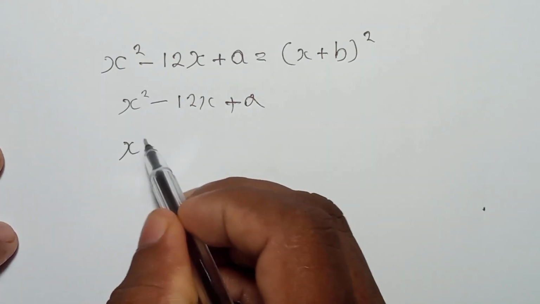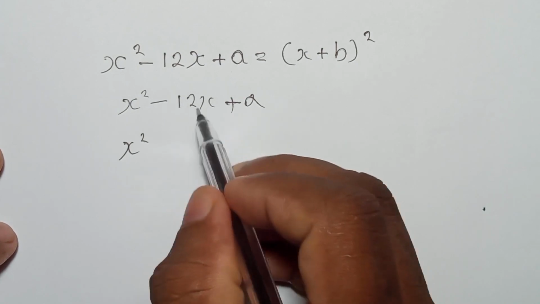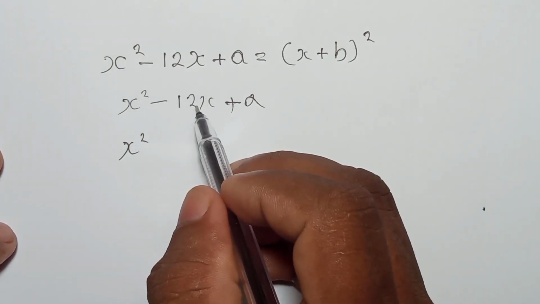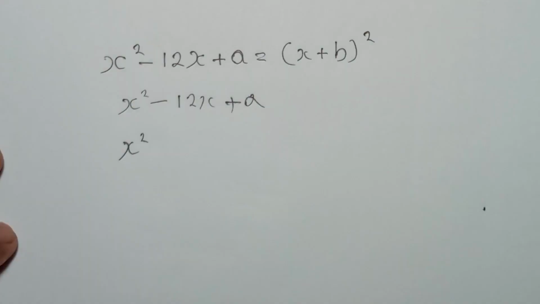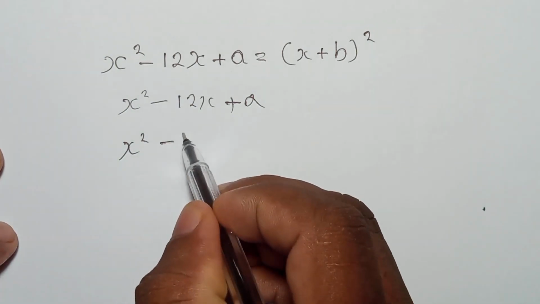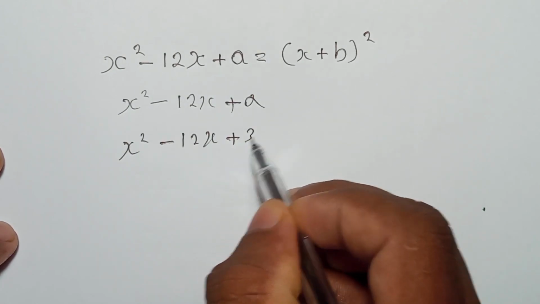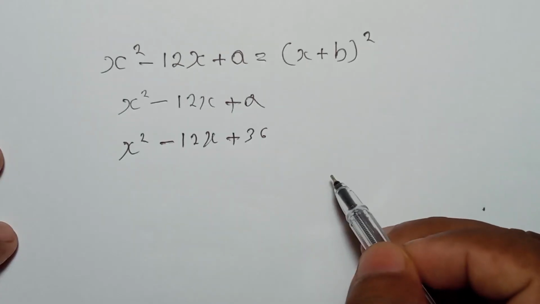We divide this by 2. You don't need to show it, you can do it in your mind. Here, minus 12 divided by 2 means minus 6. Get the square of that answer, that means minus 6 squared, which is plus 36. So here you need to put plus 36. Actually, here a will be plus 36.